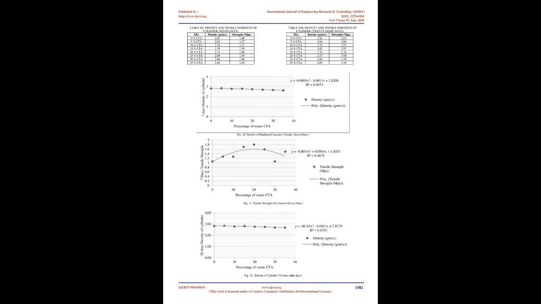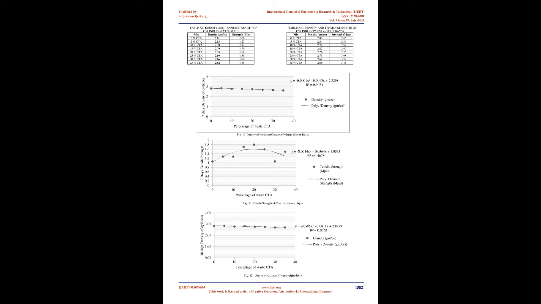Aggregate impact value. The aggregate impact values obtained for natural crushed and crushed tile aggregates are presented in the table below. Impact values of both NA and CTA fall within the permissible range. CTA shows better impact performance than NA. Tile chips have better impact resisting capacity.